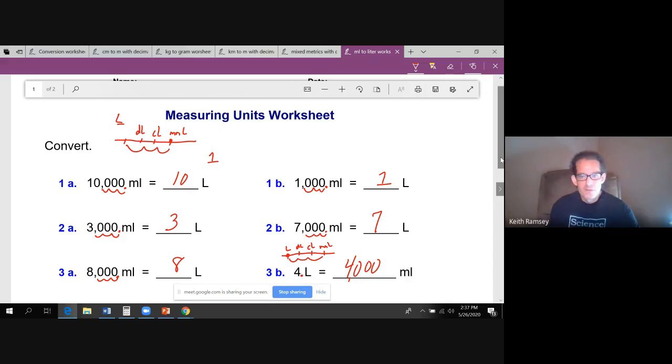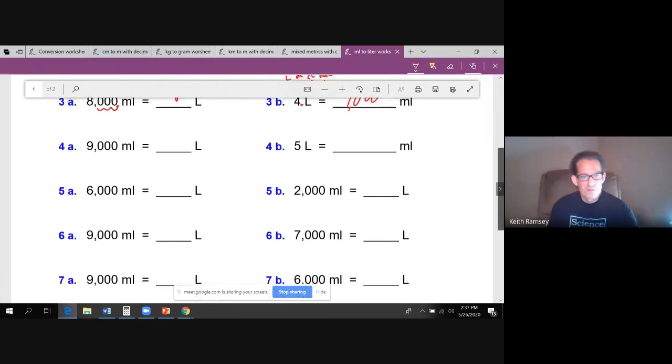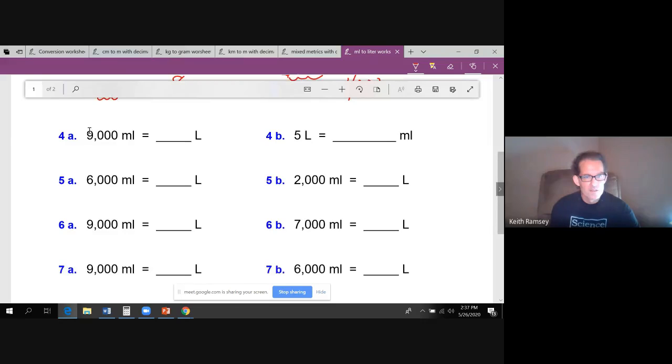Okay. Let's look at a few more here. Okay. So I'm at milliliter and I want to go to liter. Here's my decimal here. I move it once, twice, 3 times until it's right here. Let's say there are 9 liters in 9,000 milliliters. 5 liters is going to be 5,000 milliliters. 6,000 milliliters would just be 6 liters. 2,000 milliliters would just be 2 liters.